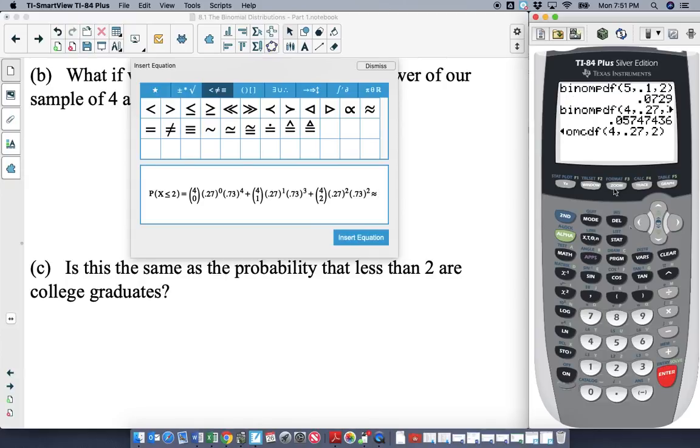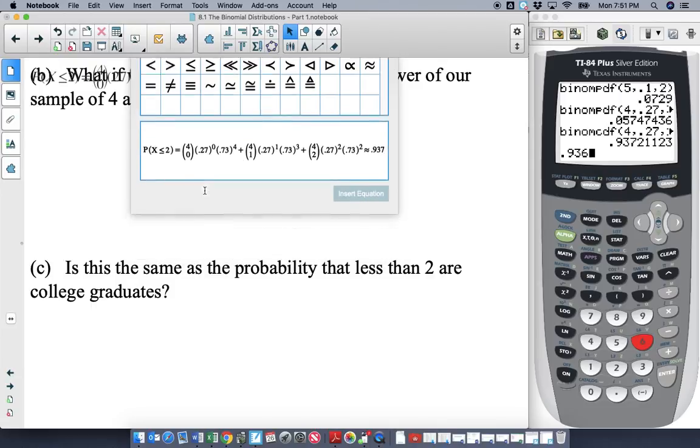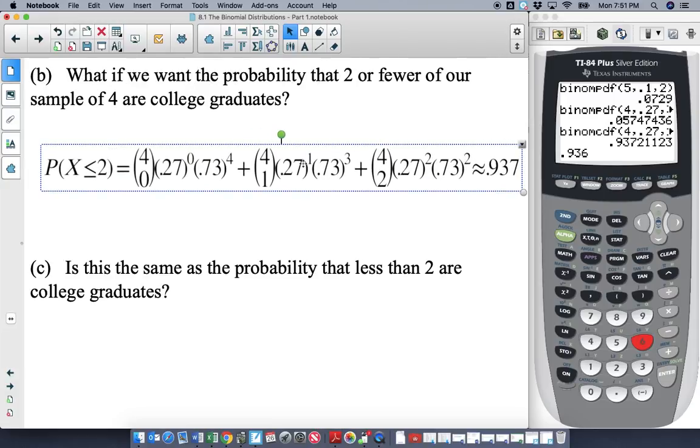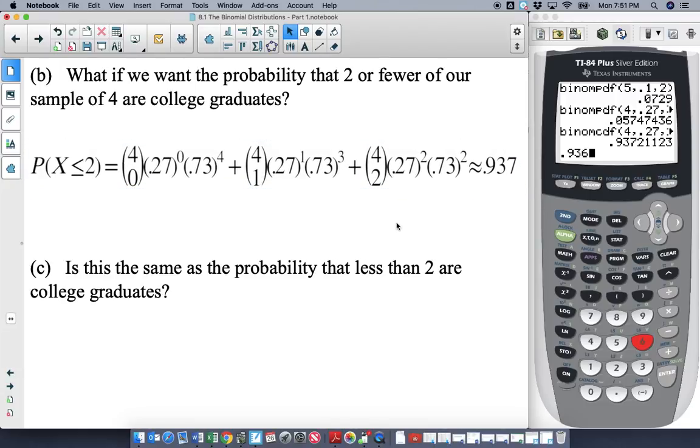Now it says binomial CDF, which comes out to be 0.937 about. Oops, I'm trying to type in the wrong thing. 0.937. There's a lot of typing there. Okay, there we go. All right.